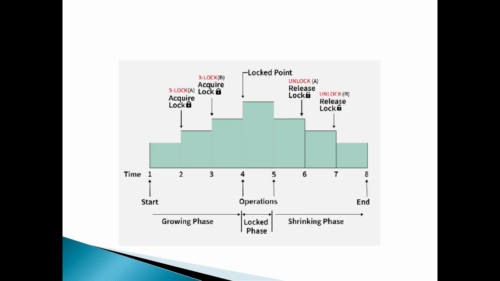Next, this is the diagram for the locking phases. The growing phase acquires the locks, S lock and X lock, at the starting stage. Next, after the execution happens, it releases the locks. That happens in the shrinking phase.